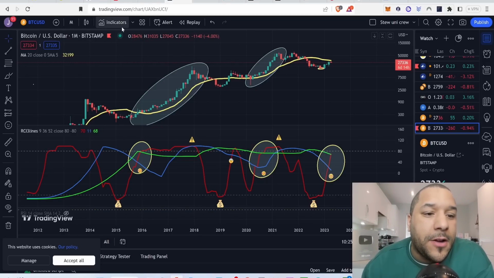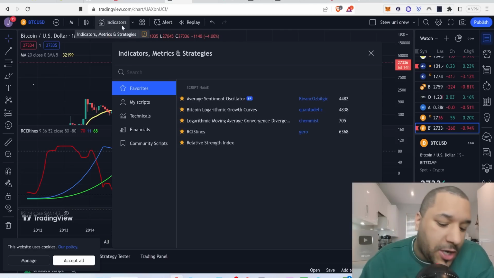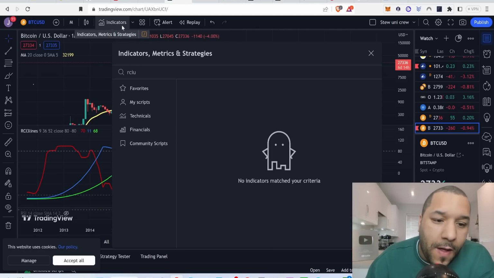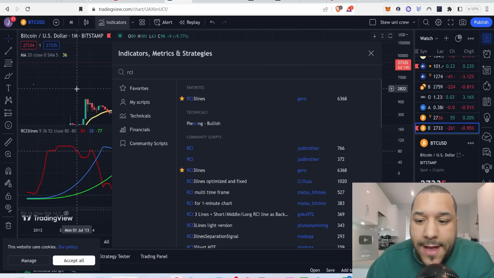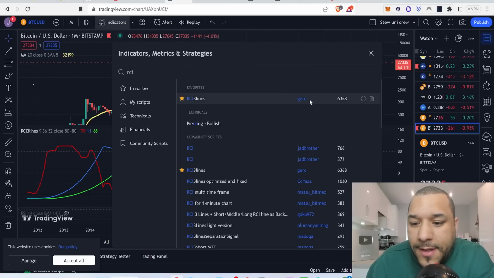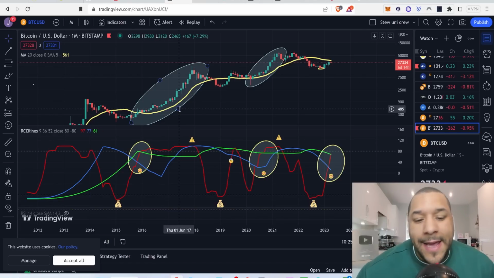If you want to get this up, you can go onto indicators, tradingview.com indicators. You just search RCI 3 lines, and it's right there. Boom, I've starred it so you can see it, right? It says here by Gero, Gero, right? So let's talk about this. Plain, short, and simple, because it looks complicated.